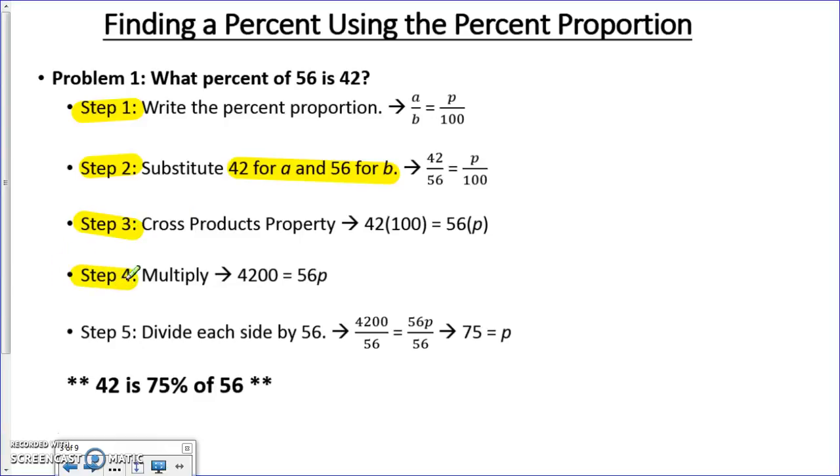42 times 100 is 4200. 56 times P is 56P. Divide each side by 56. So 75 equals P. So when you then go back and answer the question, what percent of 56 is 42? The answer is 42 is 75% of 56. This is how you would answer the question.